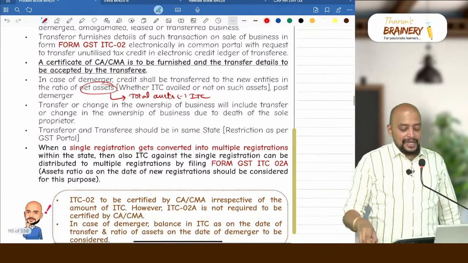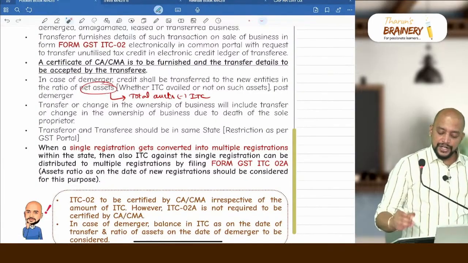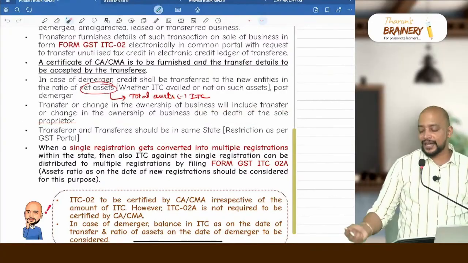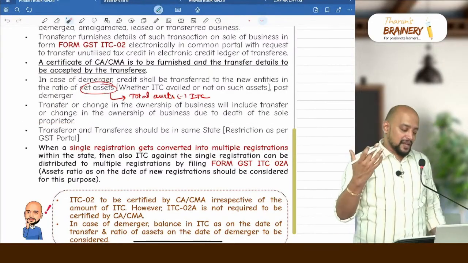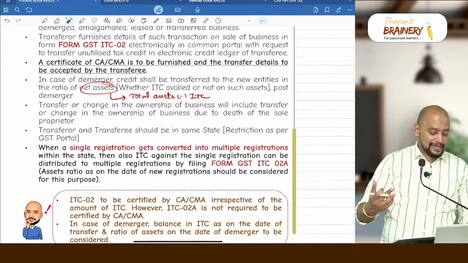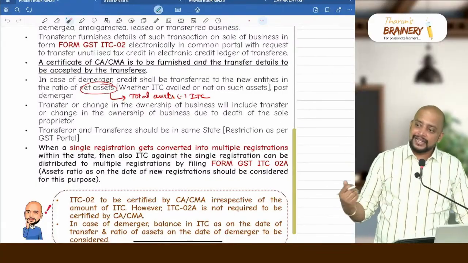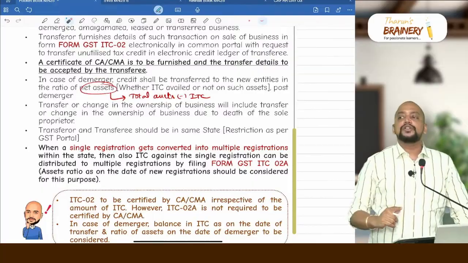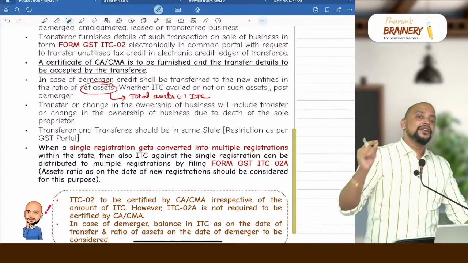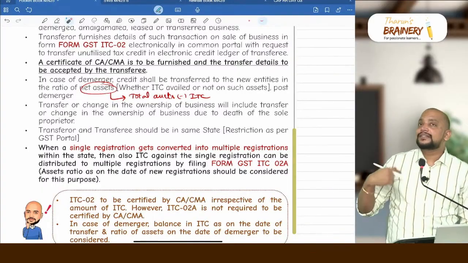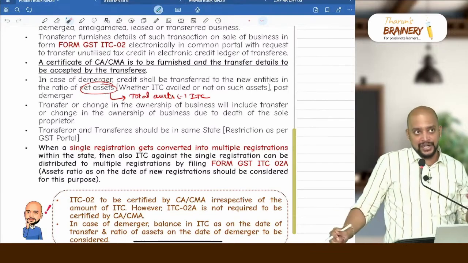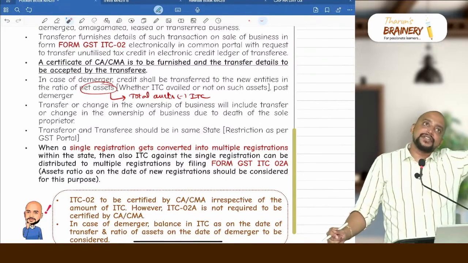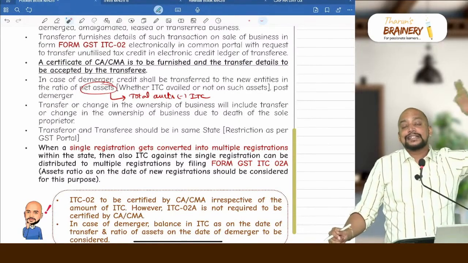Then next, transfer or change in ownership of business will include transfer or change in ownership due to death of sole proprietor. Say there is a sole proprietor who is dead and his son has taken over the business. Then when the son is taking over the business, he needs to get a new registration, because permanent account number is connected to GSTIN. So whenever the person changes, definitely GSTIN also should change. So the son should get a new registration even though he continues the business, and from father's registration to son's registration, ITC can be transferred.